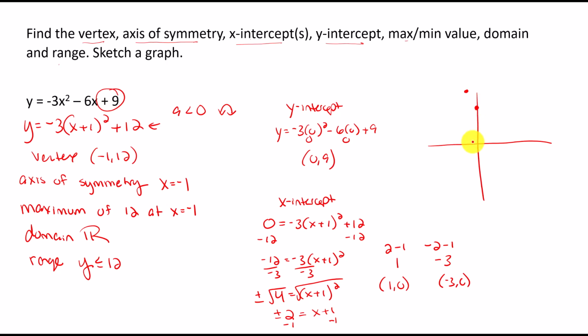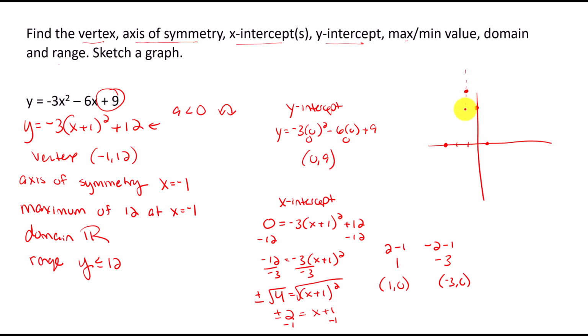And I have an x-intercept of 1, 0. So I'd go out to 1 and I have 0. And I'm going to have an x-intercept of -3, 0, which would be somewhere over here. So not great, but there you go. Okay. And that's enough information.